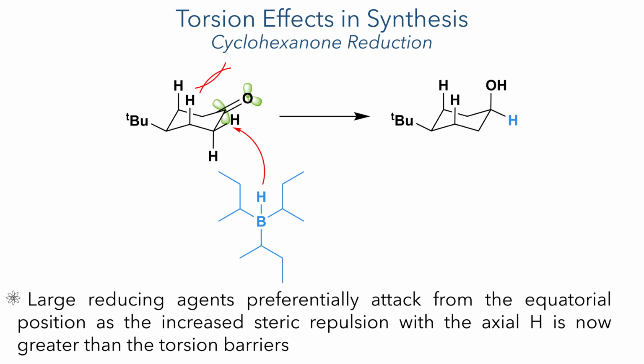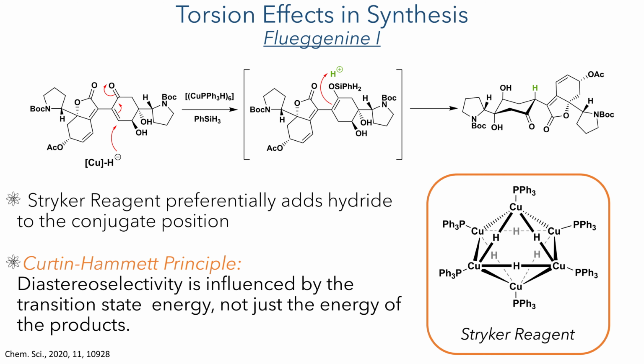This preference can be overcome by using a large reducing agent. Larger reagents are more sterically demanding, and in this case, the axial approach is blocked by the axial hydrogens and forces the reagent to take the equatorial approach due to steric repulsion. This steric effect overcomes any torsional barriers. We saw the effects of the conformation of 6-membered rings in the total synthesis of fluganine I. In the reaction shown here, the Stryker reagent adds a hydride to the conjugate position, which generates a silylated enolate type intermediate, which is protonated to reform a carbonyl.